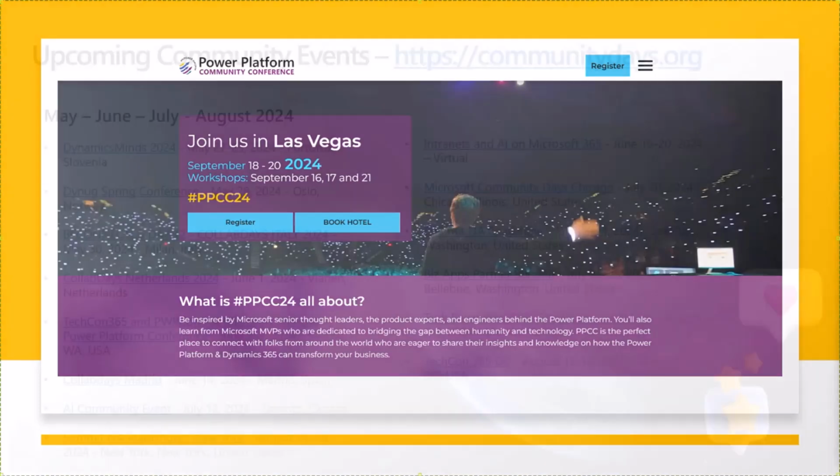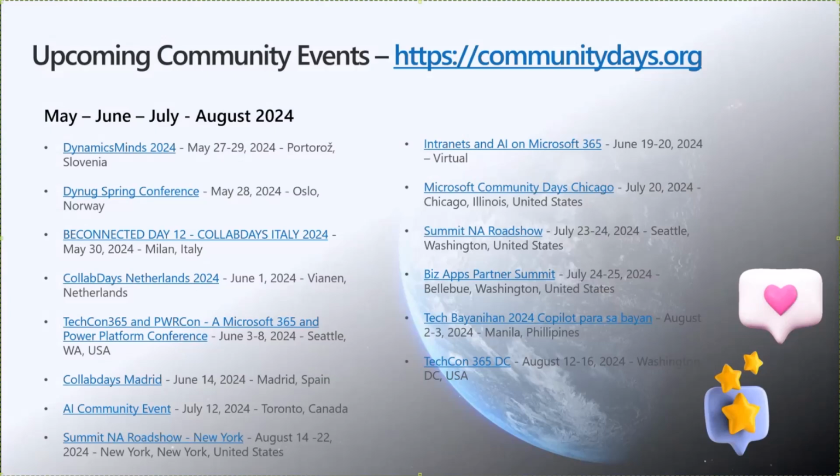Now, on top of this, there's a lot of other events happening all around the world, which are all getting aggregated to the communitydays.org location. And for example, this week, there's the Dynamics Mind happening in Slovenia, or within July, we have the Biz Apps Partners Summit happening in Bellevue in Washington, DC, or there's a Tech by NIA Copilot. I don't know what that is, but that's happening in Manila in the Philippines. There's a lot of opportunities across the world. Some of these are free. Some of these might have a small cost. Some of them are remote. Some of them are in person. So great opportunities for catching up with the community.